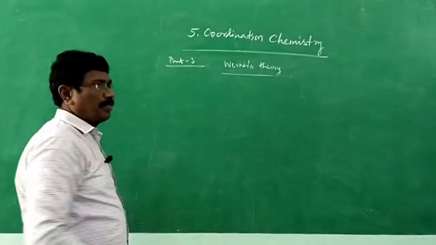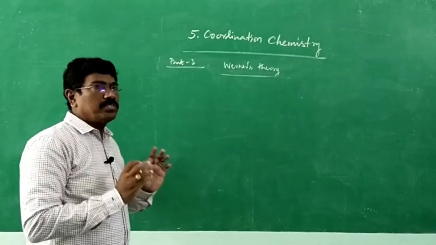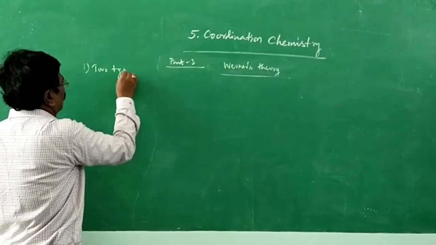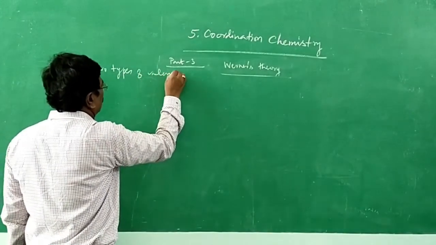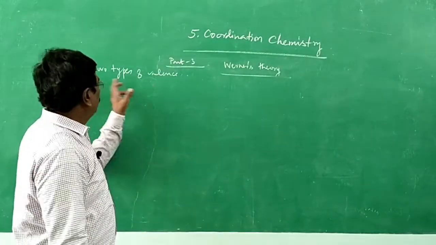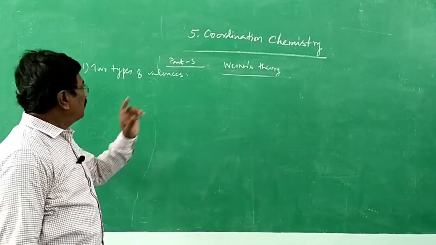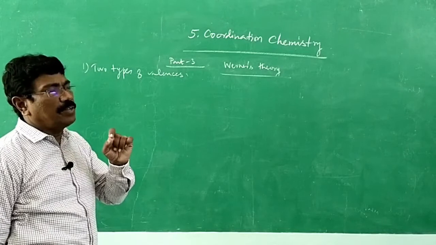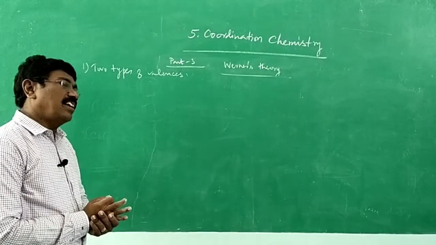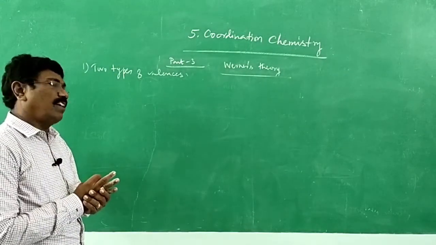According to Werner, elements exhibit 2 types of valencies. Instead of element, I can also say metal, because mostly it is metals, and very rarely some other non-metal. Therefore, in general, elements possess 2 types of valences.